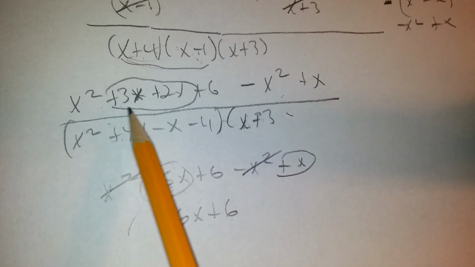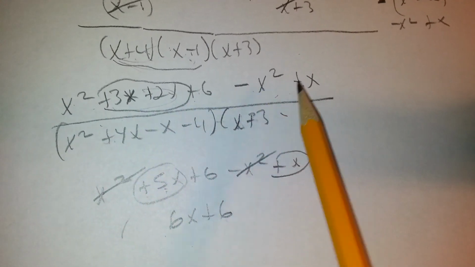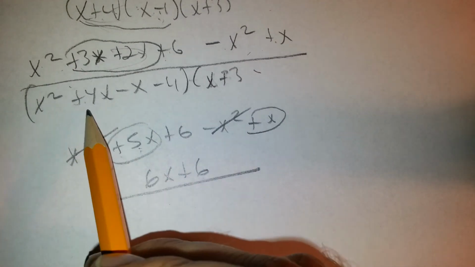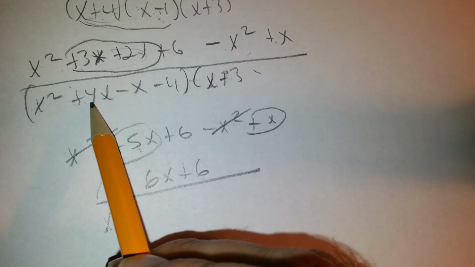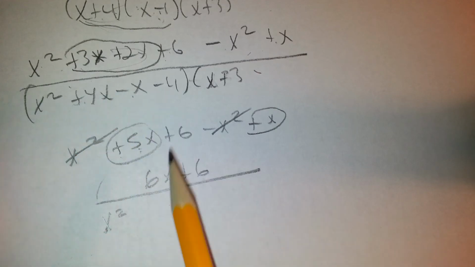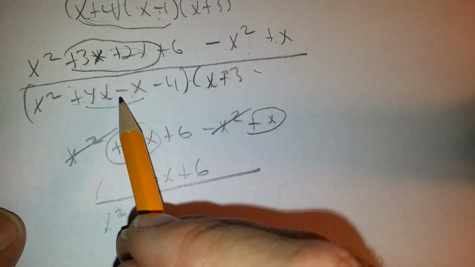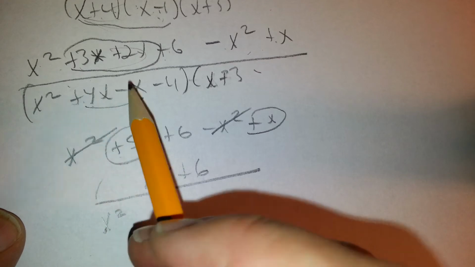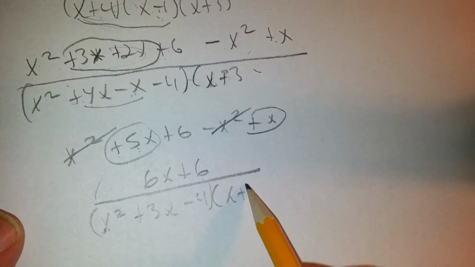All right, I had this x squared plus 5x plus 6 minus x squared plus x, and that got us this. Now let's look at our denominator, still working. Here I've got x squared plus 4x minus x. We're just combining. This is easy stuff. I'm just kind of taking my time for this video. All right. That's 4x minus x is 3x. x squared plus 3x minus 4. And all that's going to be times x plus 3.